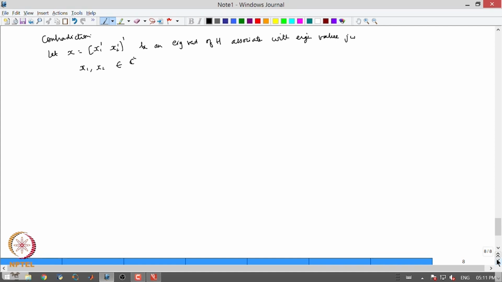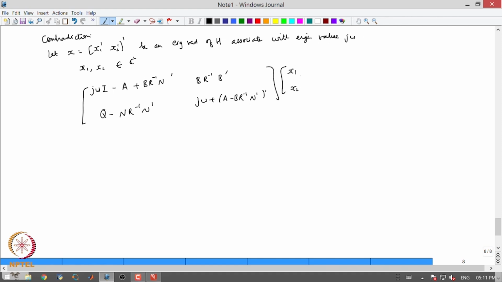Okay, this means that, if I go back to my Hamiltonian matrix, j omega I minus [A minus B R inverse N transpose, B R inverse B transpose; Q minus N R inverse N transpose, and finally (A minus B R inverse N transpose) transpose] applied to [x1; x2] is actually equal to 0.